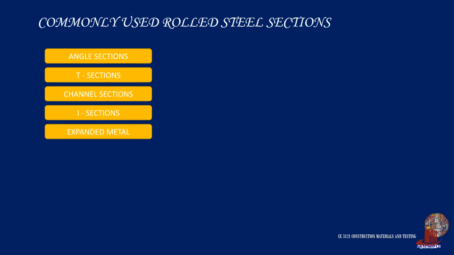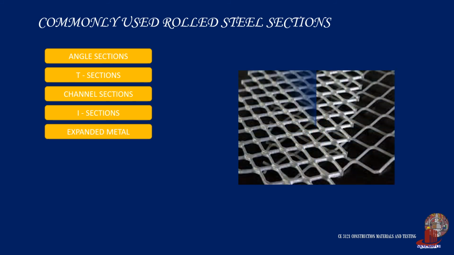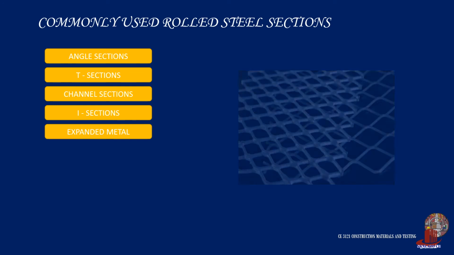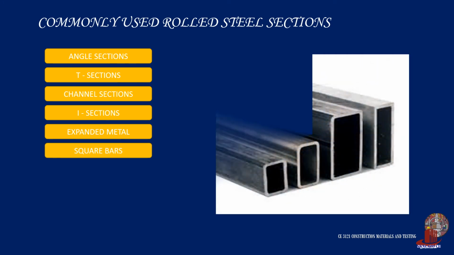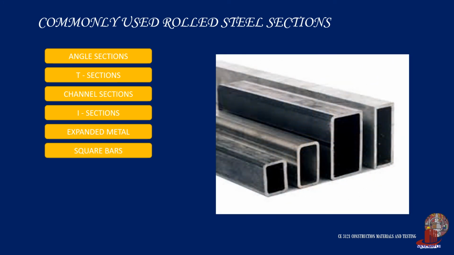Expanded metal is used for reinforcing concrete in foundations, roads, bridges, and others. It is also used for partitions. Square bars are the currently popular section in the grillwork for gates, windows, and others, where the commonly used cross-section varies from 5 mm to 25 mm.